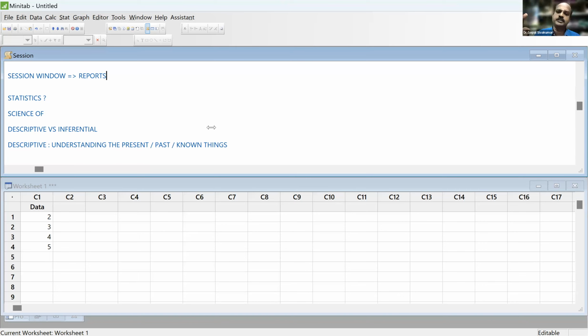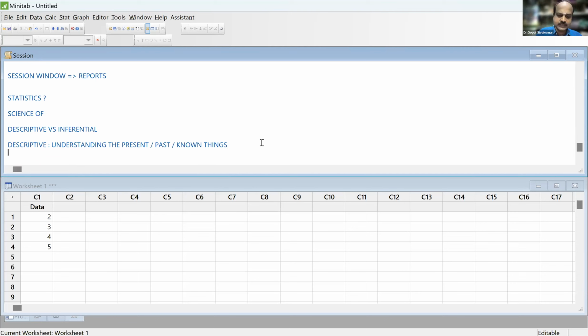This is unknown. In order to predict the future, again we use some data only. This week 7 people attended, and there was some rain this week. Probably next week, I think the count can be more, isn't it? We are expecting more. So that is inferential. So you use the data to understand the present or the past, or to understand what's exactly happening in the current process, the known things, right? So this is descriptive statistics.